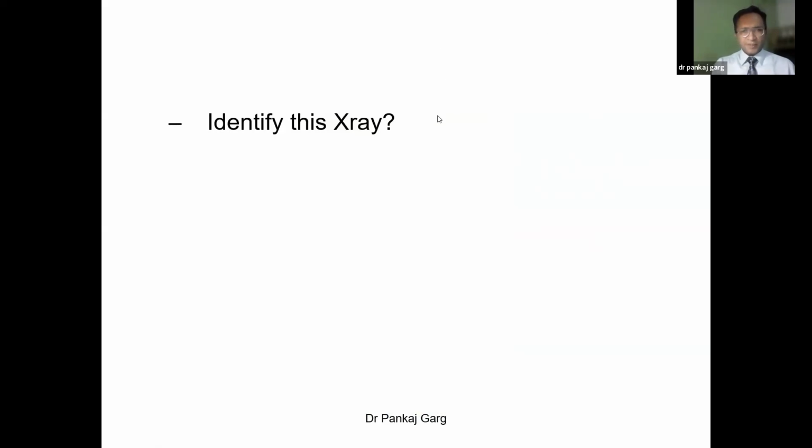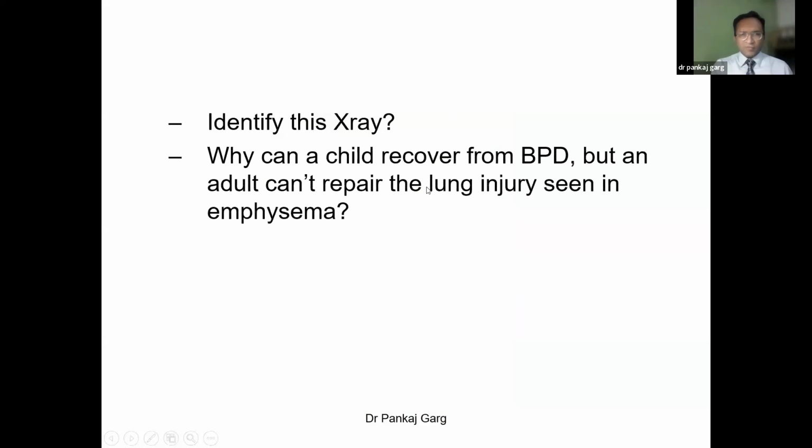This is PIE. Now the next question is, why can a child recover from bronchopulmonary dysplasia, but an adult cannot repair the lung injury seen in emphysema? So BPD can be equated to emphysema. So why can a newborn repair its BPD, but the adult who gets into COPD or emphysema cannot repair the lung? Type 2 pneumocytes, very right. So you have type 2 pneumocytes. Anushka has answered correctly, which will help in the growth of the lung, which are not there in adults. Very correct.